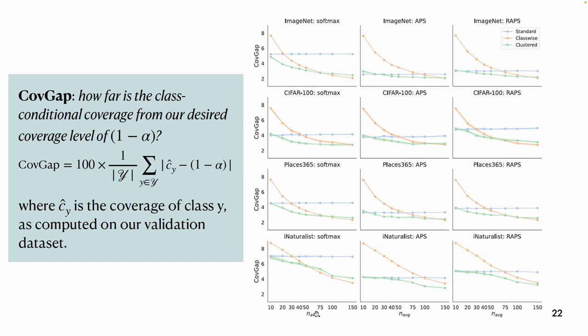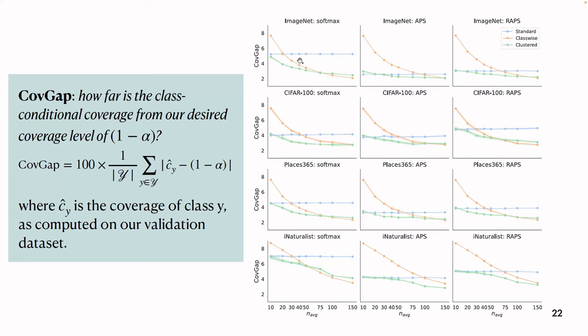So specifically, an average here denotes the average number of calibration data points per class. What we see here is that when we only have a small number of calibration data points per class, clustered conformal does much better than the other two methods. And as the number of data points increases, the performance of class-wise will eventually catch up to clustered conformal, because you no longer have the problem of not having enough data to estimate Q hat.